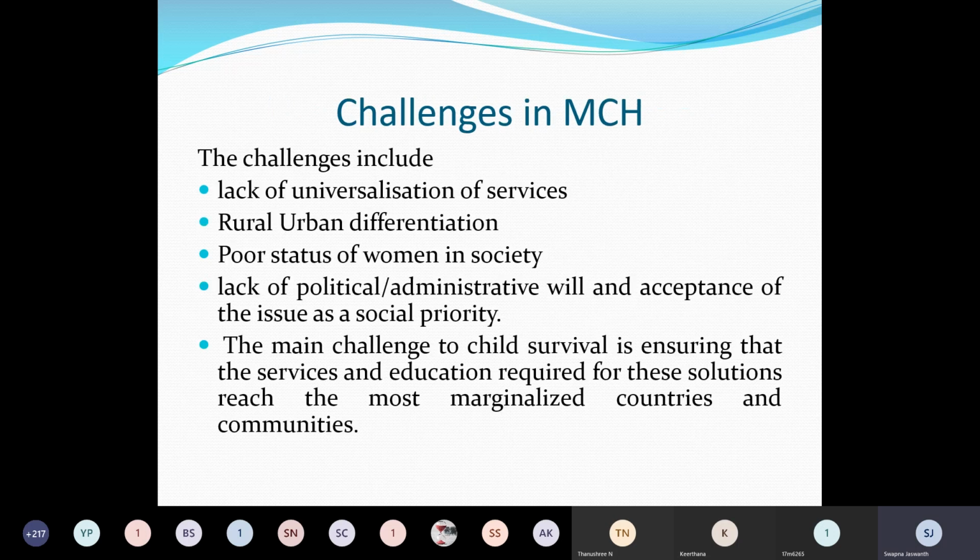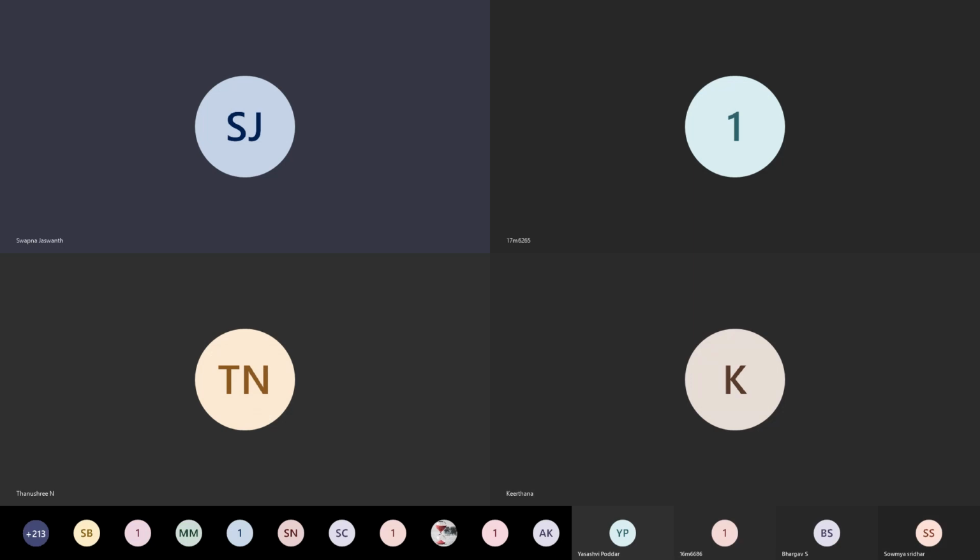Okay, now we are talking about the various challenges in maternal and child health. We know the various statistics globally and the Indian scenario. We know now what is social obstetrics, what is social pediatrics, what is preventive pediatrics, and we know the important triad in MCH includes malnutrition, infection, and uncontrolled reproduction. Now, what are the challenges in providing maternal and child health services? There is a lack of universalization of services. The services are not universal everywhere. There is a difference between rural and urban areas.